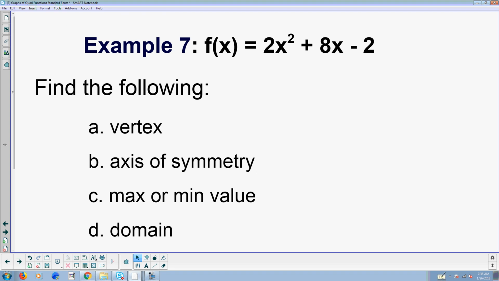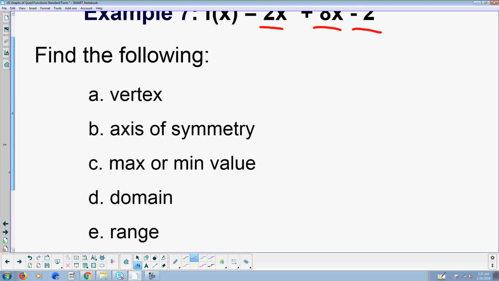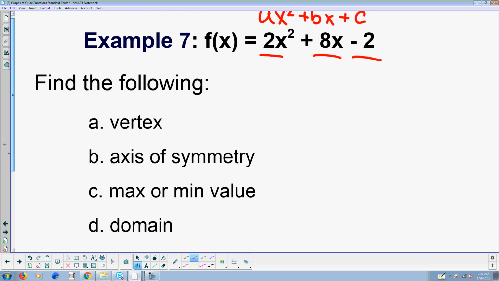Okay, so if we look at this example, we see f of x equals 2x squared plus 8x minus 2. We know that this is in standard form because we have ax squared plus bx plus c. Standard form is ax squared plus bx plus c, where a, b, and c are some numbers. Okay, so we're going to find the following. We're going to find the vertex, the axis of symmetry, the maximum or minimum value, the domain, and the range for this function.